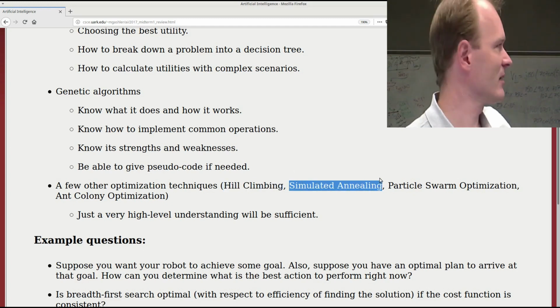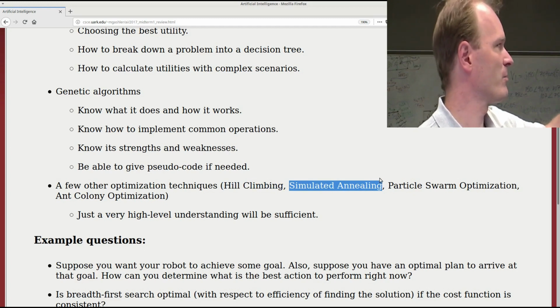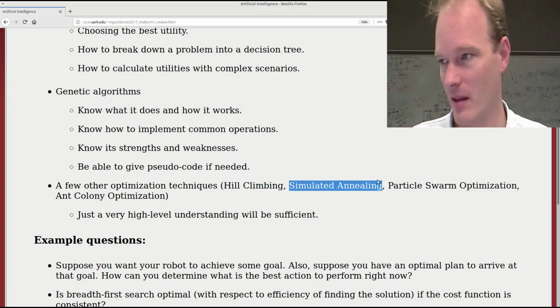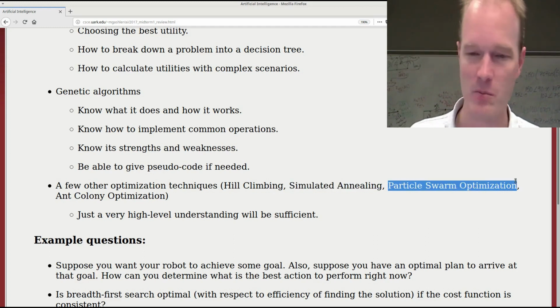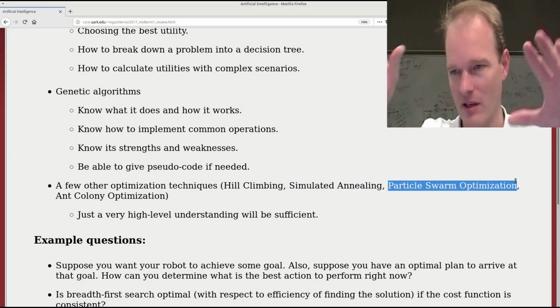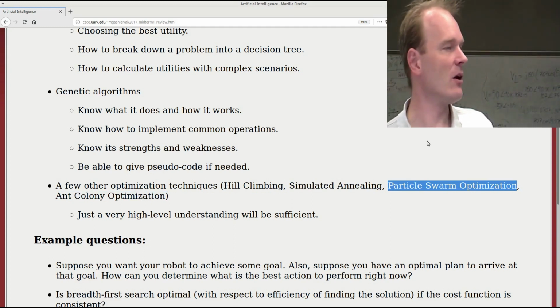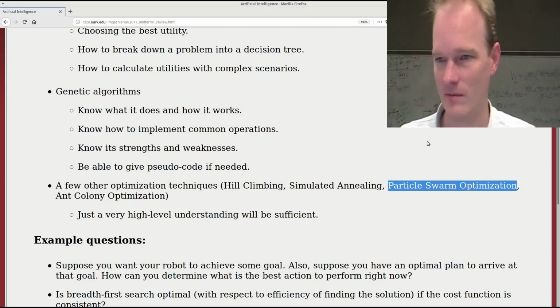Simulated annealing is basically hill climbing with perturbations, and the perturbations cool down over time. Particle swarm optimization was inspired by birds, and they flock around and they gravitate towards the center point and the best point they've ever seen. If that's all you remember, you're ready for this test.